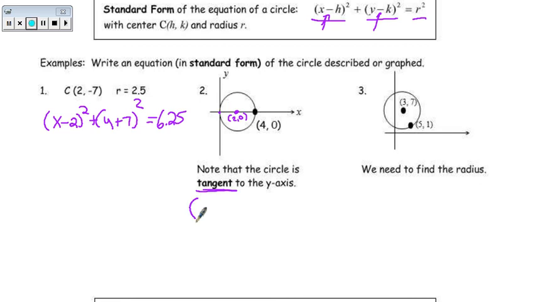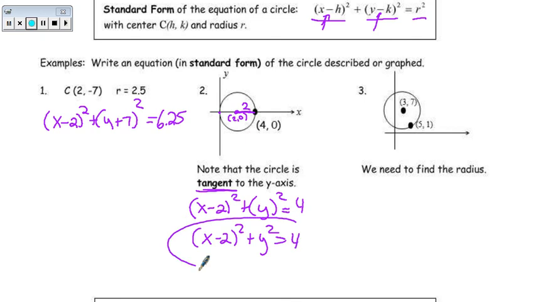Writing this equation is going to be x minus the x value of the center, minus 2 squared, plus y plus 0 squared, which you don't really need anything there. And that would equal the radius squared. The radius here is 2, so that would be 4. Let's just clean this guy up a little bit. And that would be the equation of the circle, so shown here.